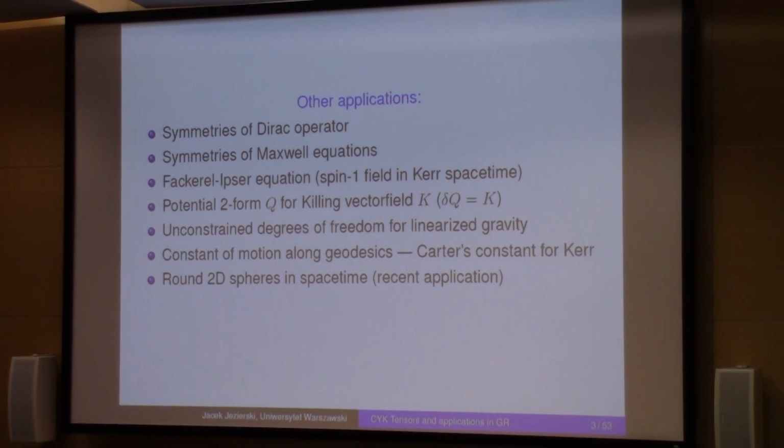Yeah, so symmetries, I will not discuss all these applications. Maybe I will show you the Fackerell-Ipser equation. This is a problem how to describe Maxwell equations in a simple way as one equation on Kerr background. So yeah, spin one field in Kerr spacetime. In terms of conformal Yano, it's a very natural construction. Maybe I managed to say something about unconstrained degrees of freedom for linearized gravity, but I'm not sure.